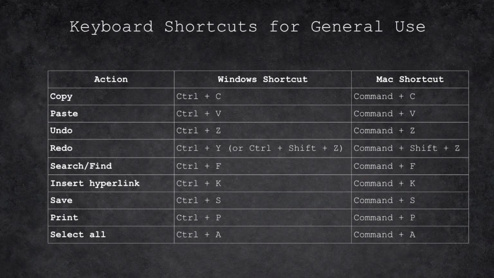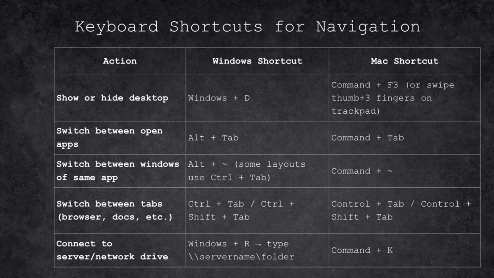Here are some general shortcuts that I use all the time to copy, paste, undo, redo, search and find, insert hyperlinks, save, print, and select all. Next, these handy shortcuts will make navigating your computer so much easier, like showing or hiding the desktop, switching between open apps, switching between windows of an app, switching between tabs, and connecting to servers or network drives.